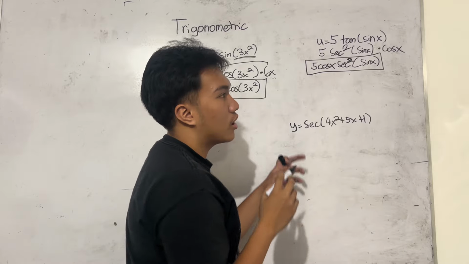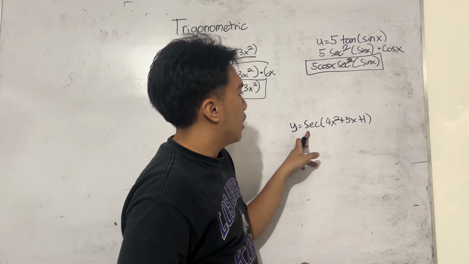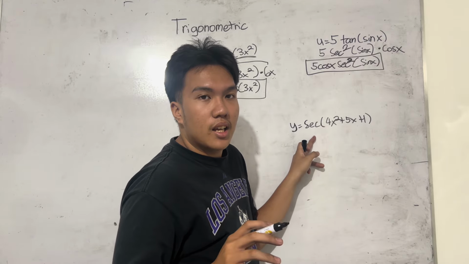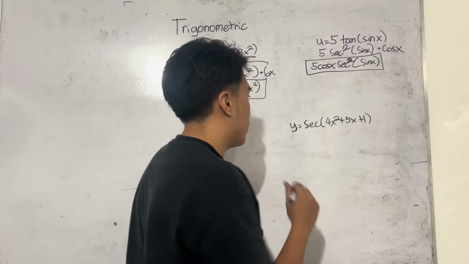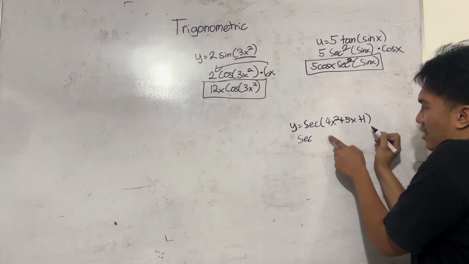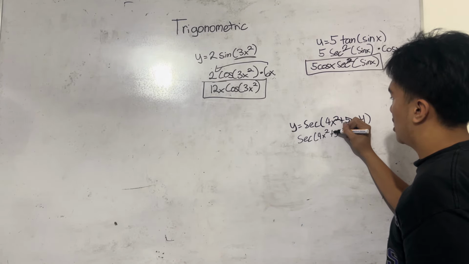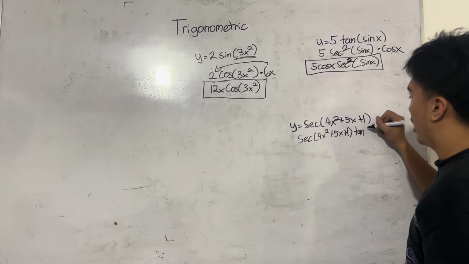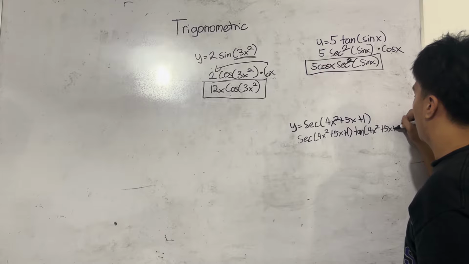Now, the derivative of secant is secant tangent, secant and tangent as well. So let's write it down. So secant. Let's bring this down since it's part of it: 4x squared plus 5x plus 1. And this is the same with tan: 4x squared plus 5x plus 1.